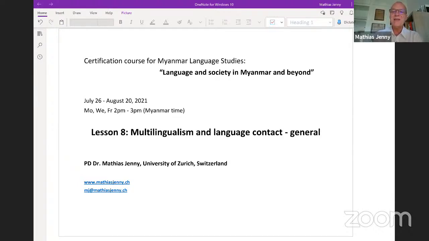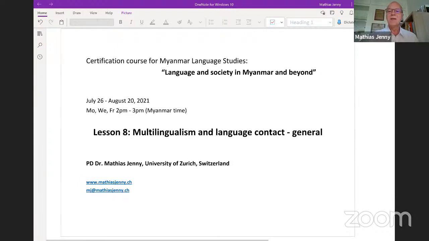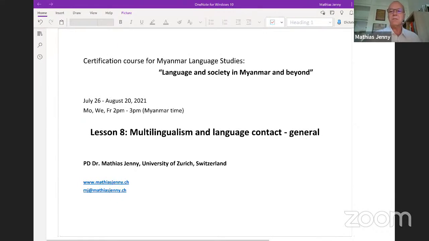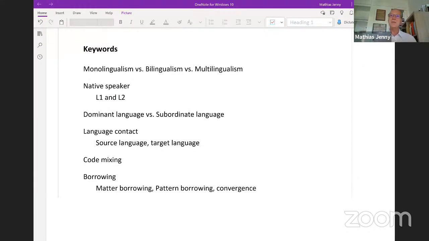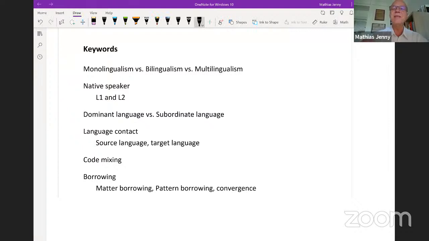The topic of today is multilingualism and language contact. So we talk about people and societies using more than one language. First, I would like to give you a few keywords so you can maybe better follow what is coming next. We will talk today about things like monolingualism, bilingualism, and multilingualism. Now, in all these words, you have the lingualism, which of course is about language.